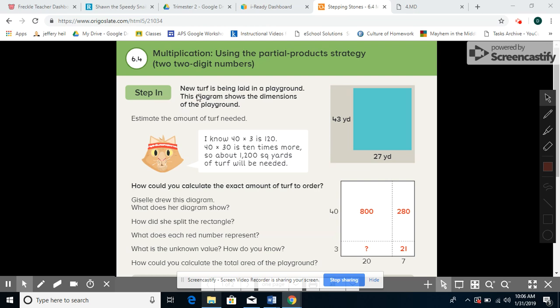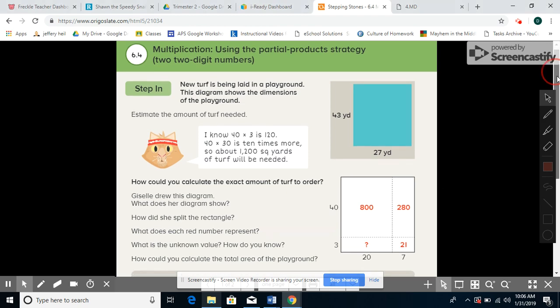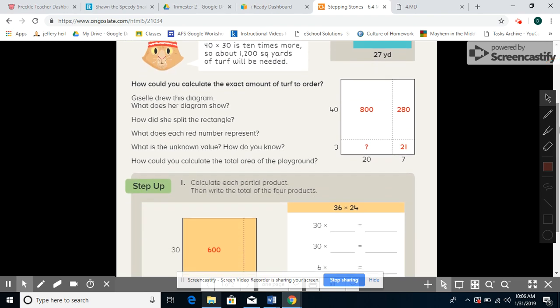So Step In says, new turf is being laid in a playground. This diagram shows the dimensions of the playground. Estimate the amount of turf needed. And our little cat says, I know 40 times 3 is 120, and 40 times 30 is 10 times more, so about 1,200 square yards of turf will be needed. It says, how could you calculate the exact amount of turf to order?